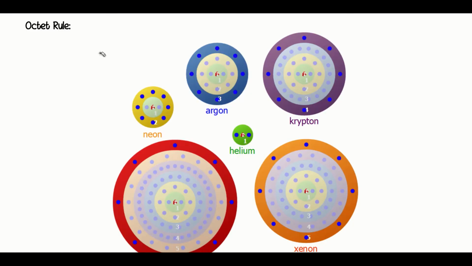So in order to understand what atoms will do with their electrons, I need to discuss the Octet Rule. And what the Octet Rule tells you is that atoms are most stable when they have 8 electrons in their outermost energy level.